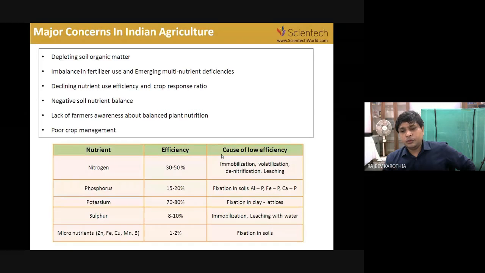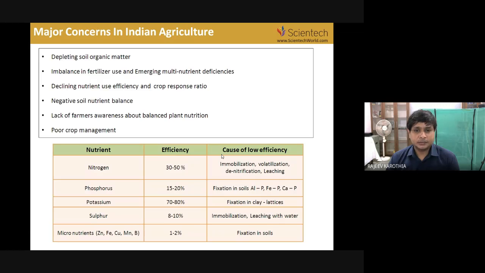So why do we want to work on precision agriculture? Because there are some concerns relevant to agriculture. In Indian agriculture, we have some major concerns, like soil organic matter. Nowadays, the organic carbon in soil is getting very low. So that is one problem. Imbalance of fertilizer use: farmers are not aware of how to use the proper fertilizer. Then there is a decline in nutrient use efficiency and the crop production ratio. So that is one concern area.